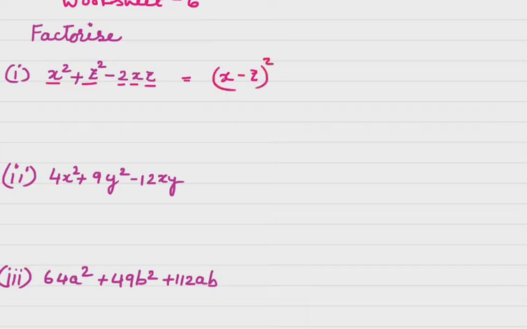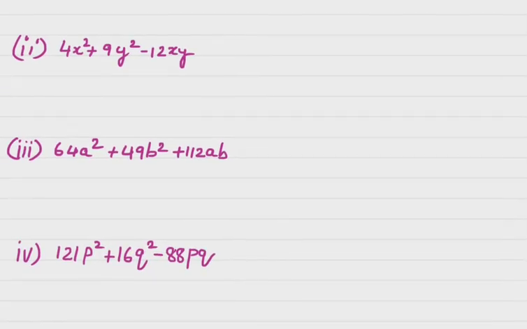So this can be written as (x minus z) multiplied by (x minus z). Now let's see the next one. 4x square plus 9y square minus 12xy. So see here, let us first try to bring this in one form.